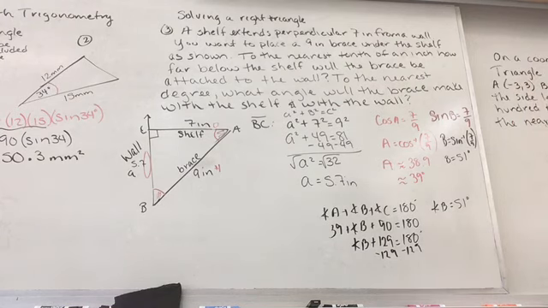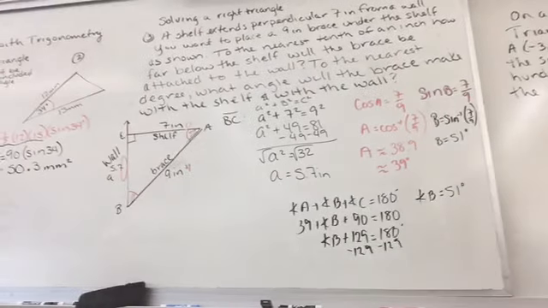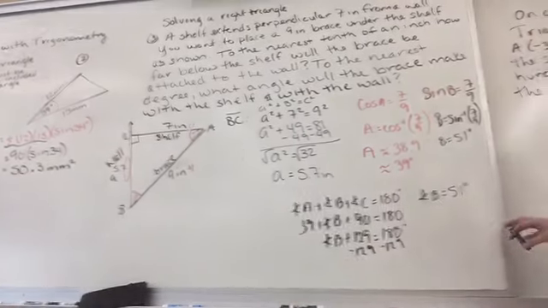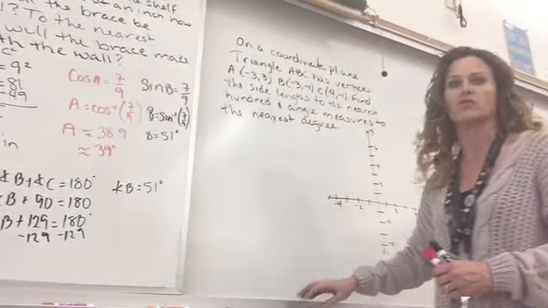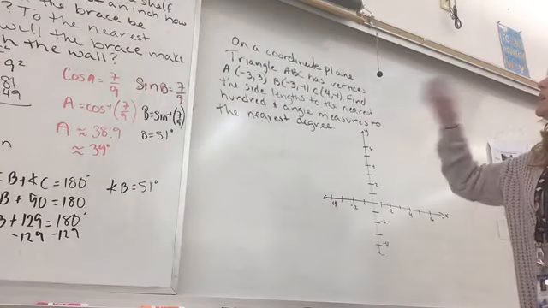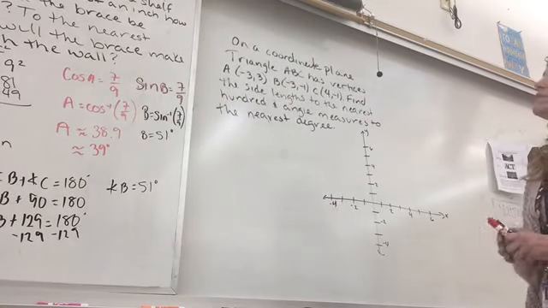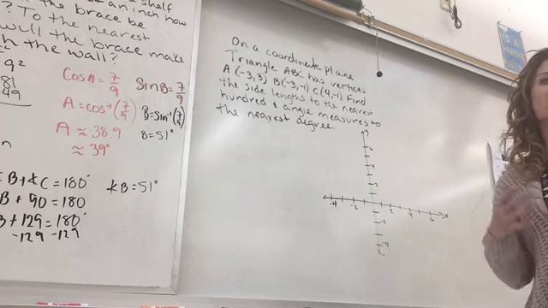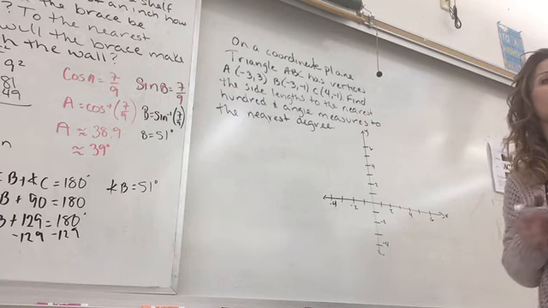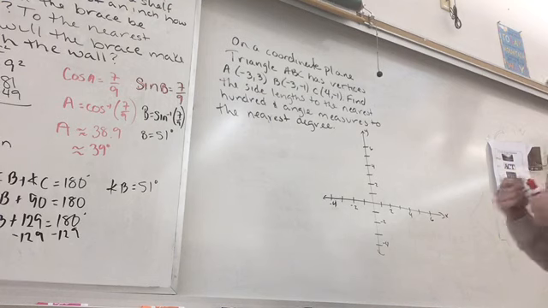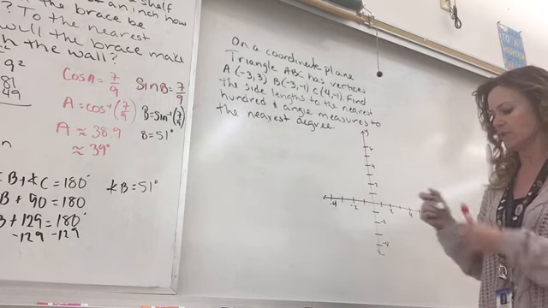Now we have one last word problem over here. I'm going to move this swivel over so that it gets a little bit closer so you guys can see. Talking about a coordinate plane, we have a triangle ABC that has the vertices. Whenever you're given the vertices, please, please, please graph it. It makes it a visual and it makes it so much easier.